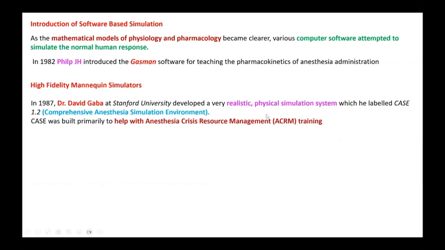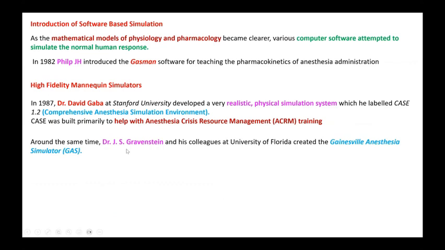This is another way the question can be worded in the examination. ACRM, that is anesthesia crisis resource management training, which is nothing but talking about the non-anesthetic skills of the anesthesia and anesthetic non-technical skills, or ANTS, or both are similar.